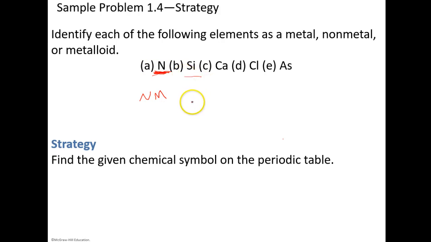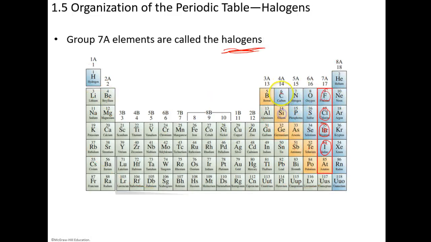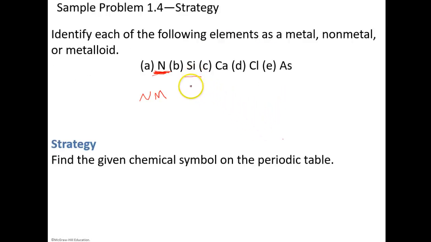Silicon. You might just know because we just talked about it, but if you don't, look at the periodic table. Notice that silicon is right on the line. So what does that tell you about silicon? That it is a metalloid. I'll put Ml for metalloid.